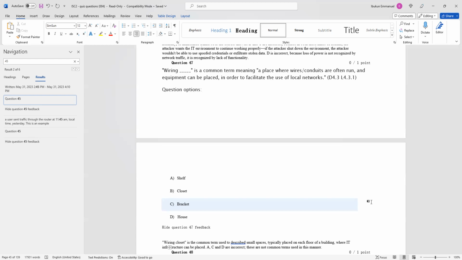Wiring is placed in a closet and run round the office or even run round our homes. It's referred to as a closet, to facilitate the use of a local network.